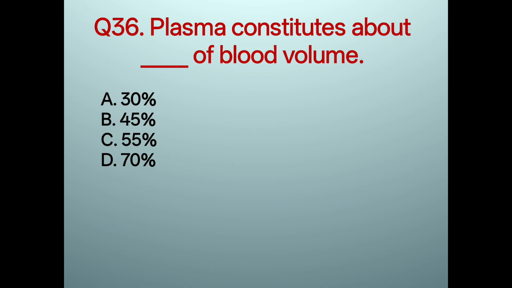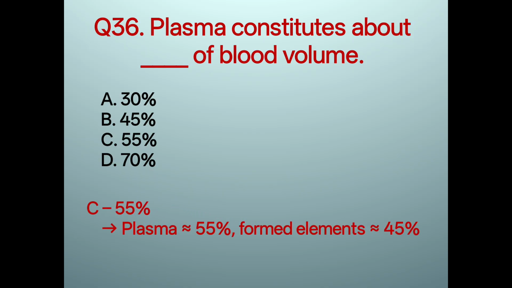36. Plasma constitutes about dash of blood volume. 30%, 45%, 55% and 70%. And the correct answer is 55%. Plasma 55%, formed elements 45%.